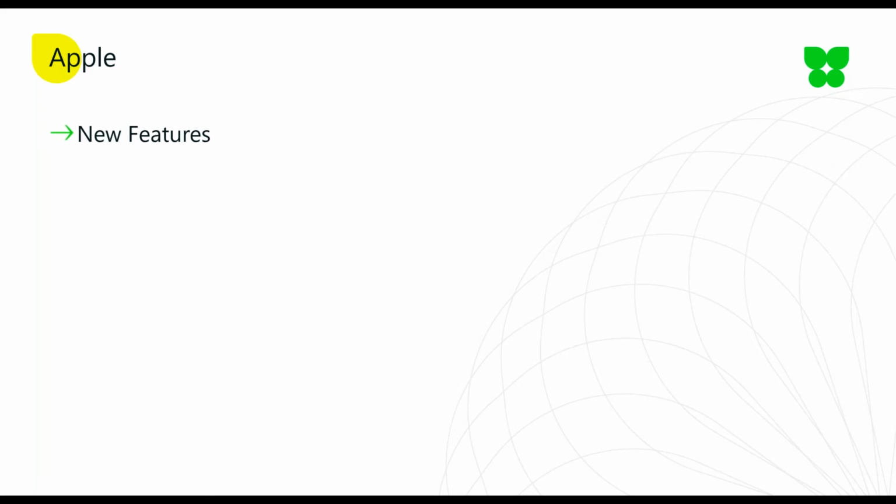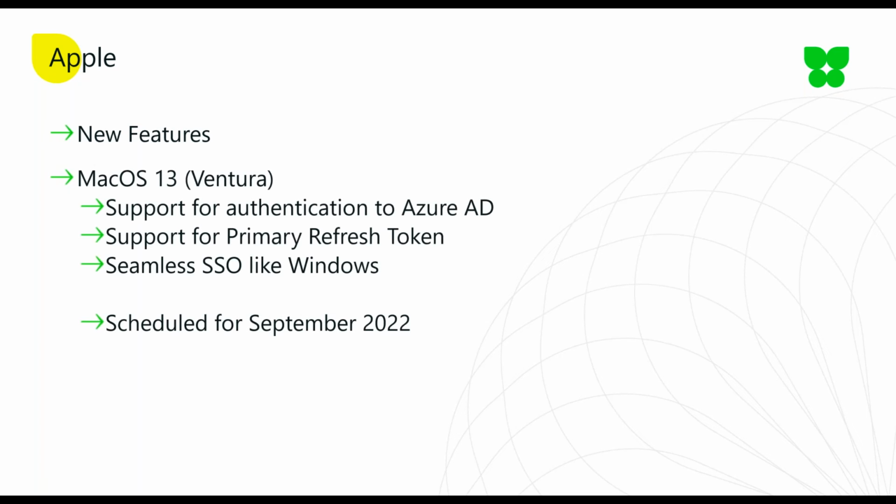So Apple and Microsoft have been working together, and they're bringing some new features into the next release of the Mac OS. So this is OS 13, the Ventura build. And within here, we're going to actually support authentication from the initial sign-on directly against Azure Active Directory. That will give you support for that primary refresh token on a Mac. So when you then go into a browser and you access Office 365 or any other Azure services, it will give you that same seamless single sign-on.